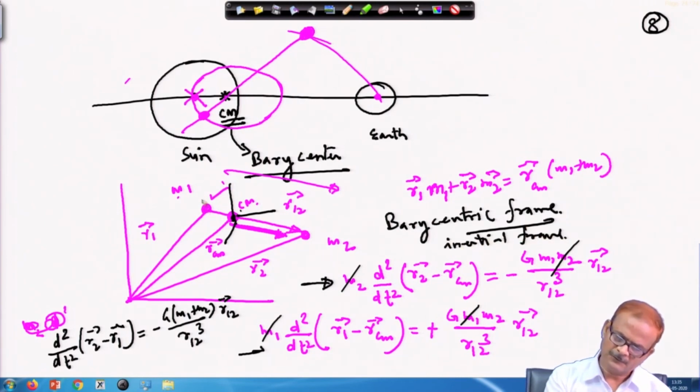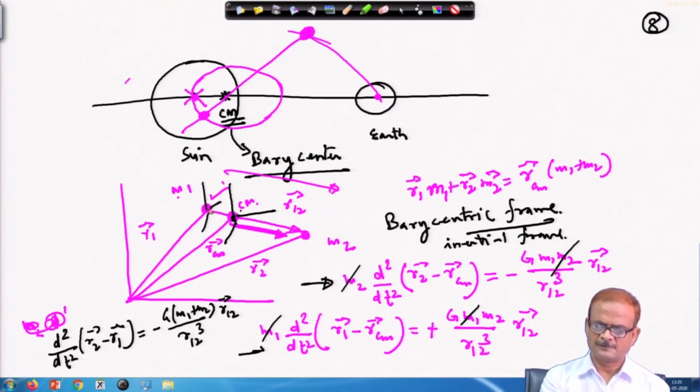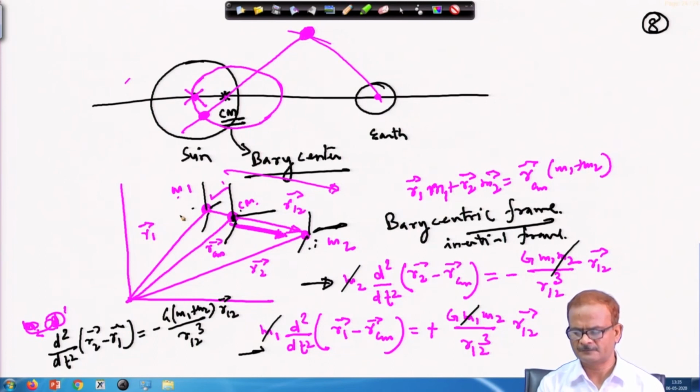But if you fix a frame here, in this place, this is not constituting an inertial frame in itself. So we will not take that approach. We go through the right method, so that we do not make any mistake at any stage.